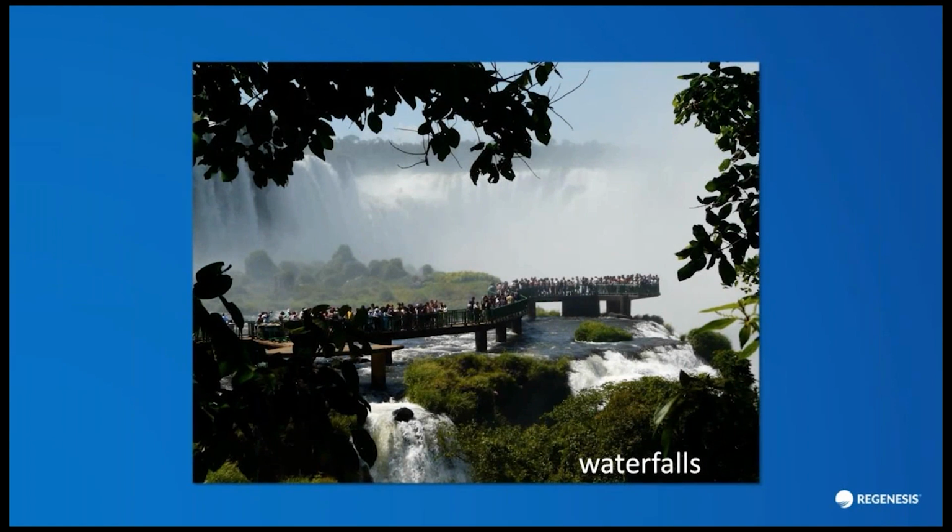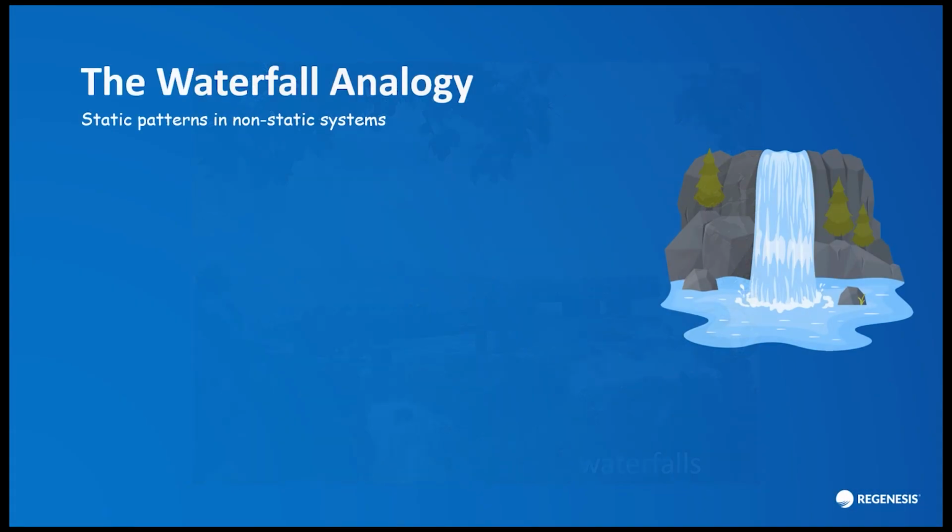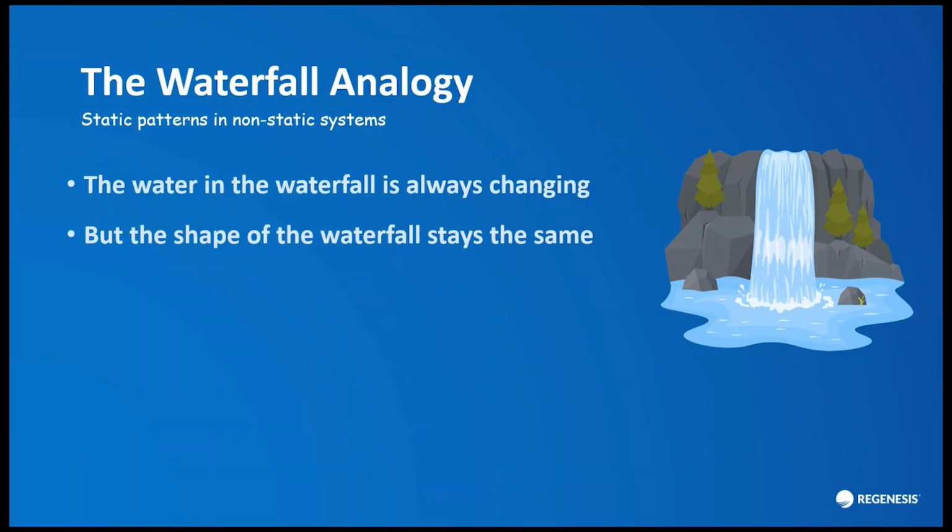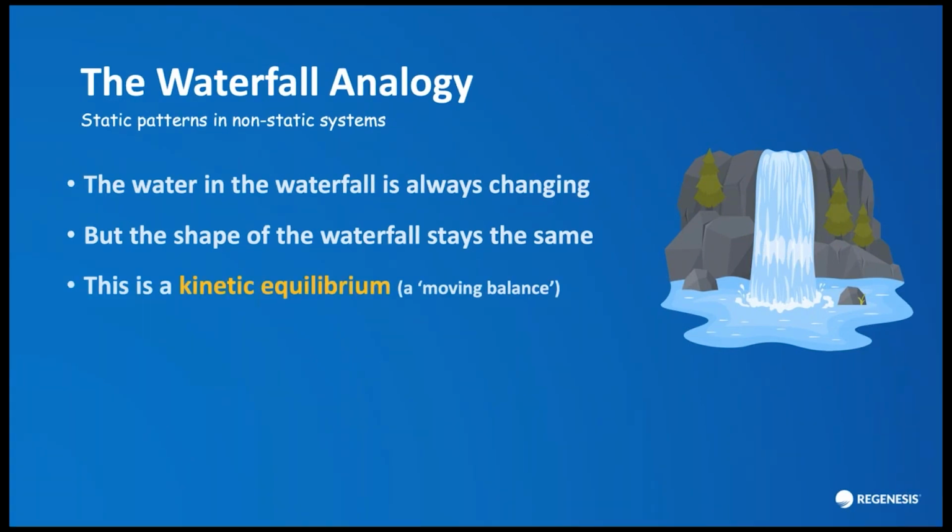But anyway, back to cleaning up groundwater. The waterfall analogy is about static patterns in non-static systems. The way the analogy works is that water in the waterfall is always changing, but the shape of the waterfall stays the same. What we've got here is a kinetic equilibrium, literally a moving balance, a system in a state of flux, but in which the inputs and the outputs balance. So kinetic equilibria crop up in remediation again and again. They are an emergent phenomenon.